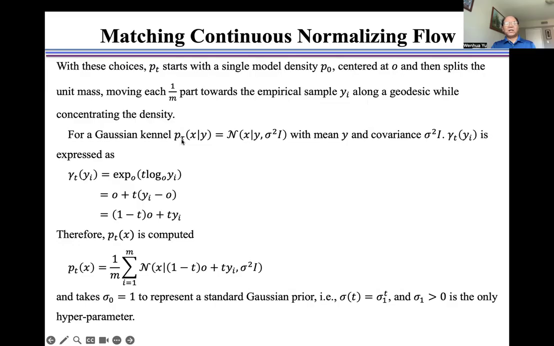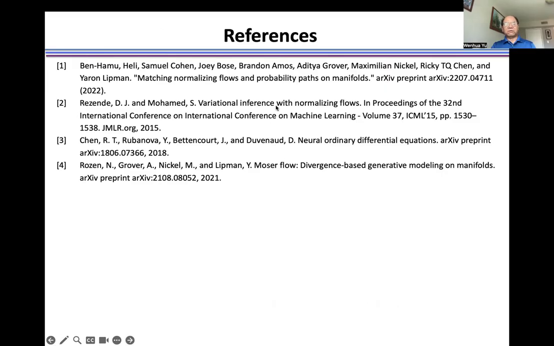For a Gaussian kernel, P tau is sampled from a normal distribution with mean y and covariance. Gamma t is expressed as here. Therefore, P_t is computed by using this equation. Taking sigma 0 equal to 1 represents a standard Gaussian prior, namely sigma t is calculated from tau 1 and sigma 1, and sigma 1 is the only hyperparameter. For more details, please check these references. Thank you. Bye.